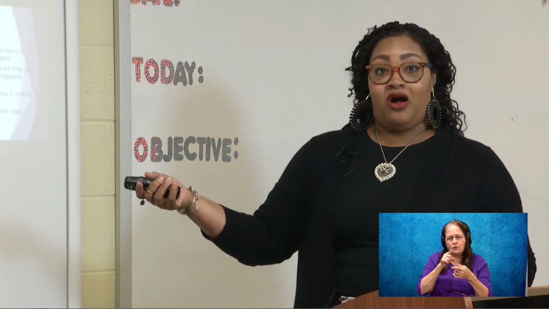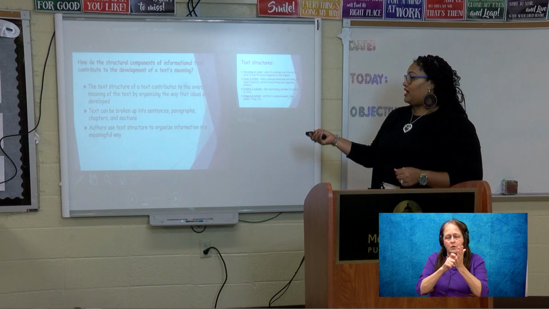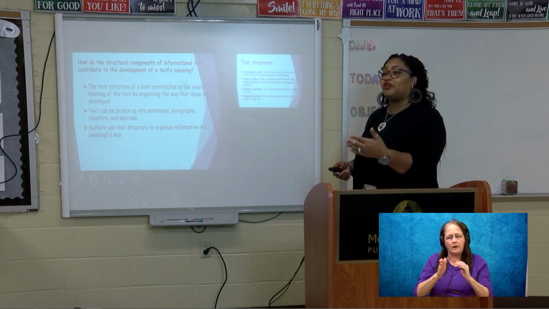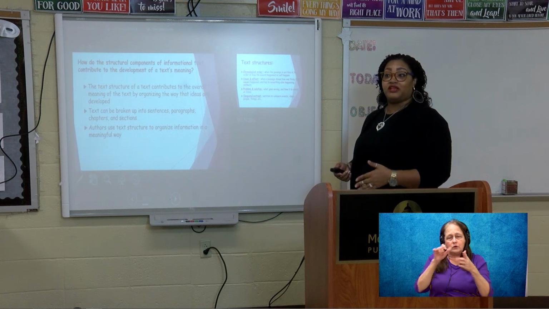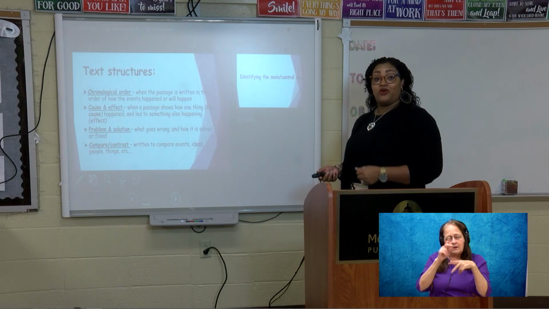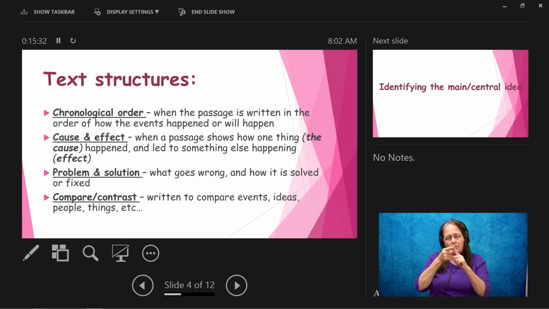Now, text authors use text structure to organize information in a meaningful way. Sometimes they incorporate figurative language and other types of things to get your attention. There are different types of text structures. The first type of text structure is chronological order. Now, this is when the passage is written in the order of how the events happened or how they will happen. So you're used to this. This is basically when the story begins from the beginning, middle, to the end.